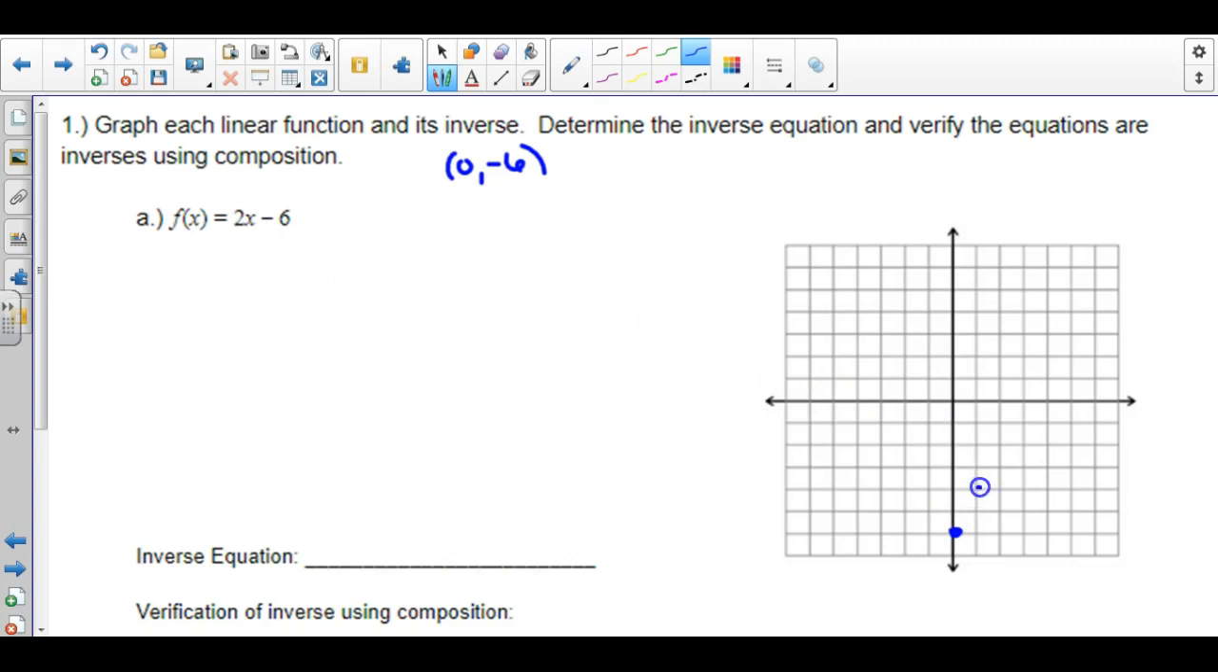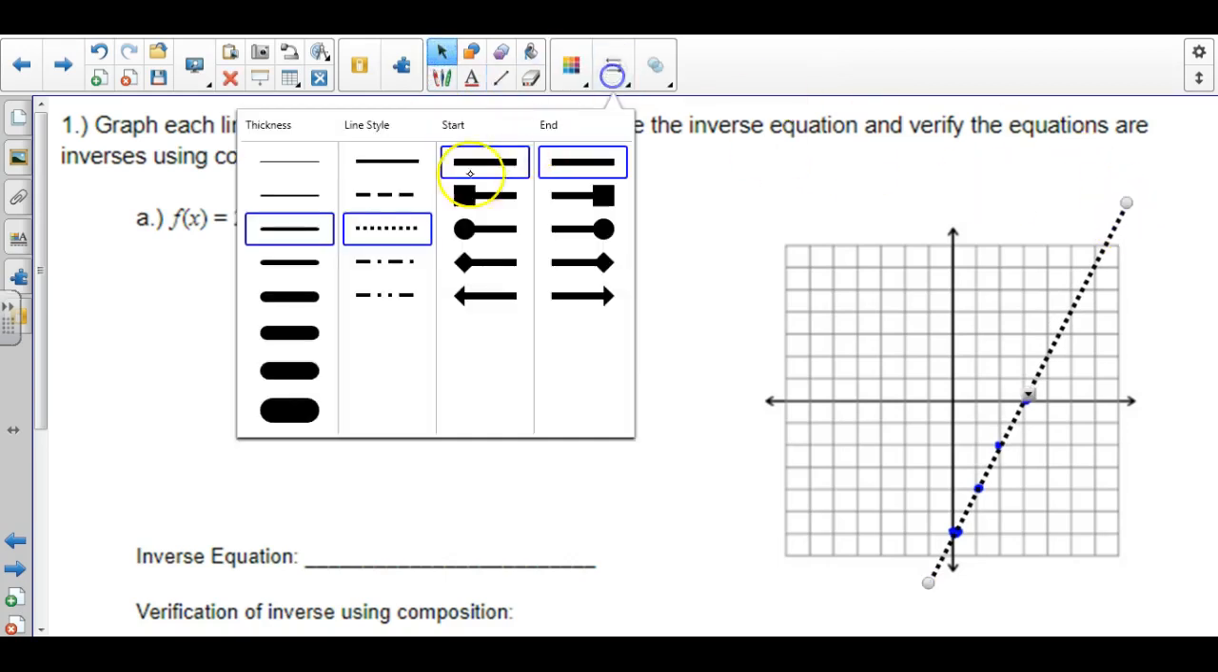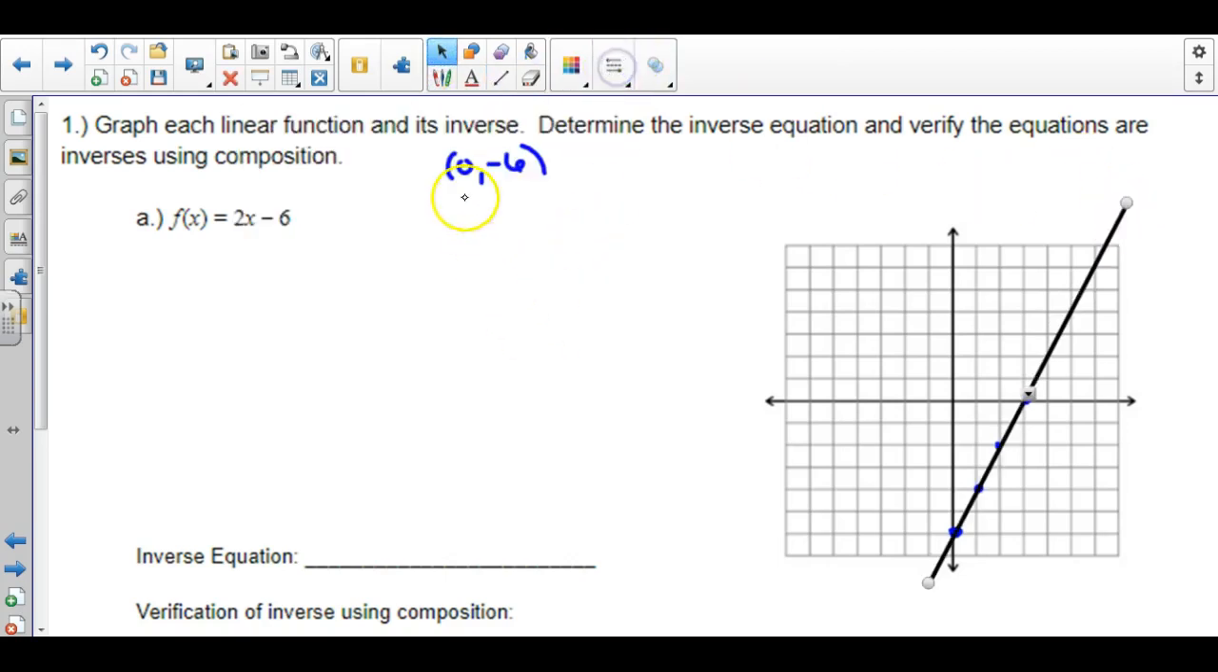So if I go up 2 and over 1, and do that a couple times, I get a nice straight line, which, again, my line's going to suck, so I'm just going to connect the dots here. Alright, there we go. So here's my original function, which I'm drawing in solid black. That represents our original graph. And just to show you, I can pick another point, (1, negative 4). If I wanted to get my inverse graph, right off the bat, I can do it just by flip-flopping the x and y values on these 2 points.